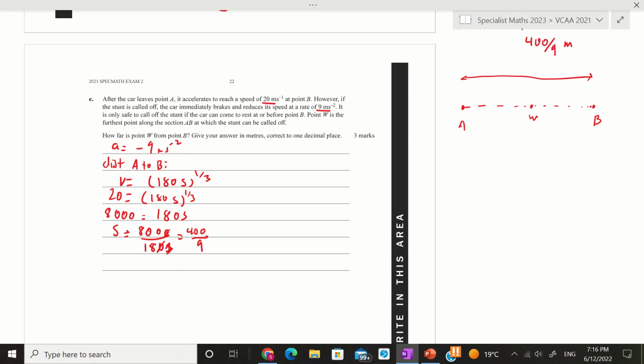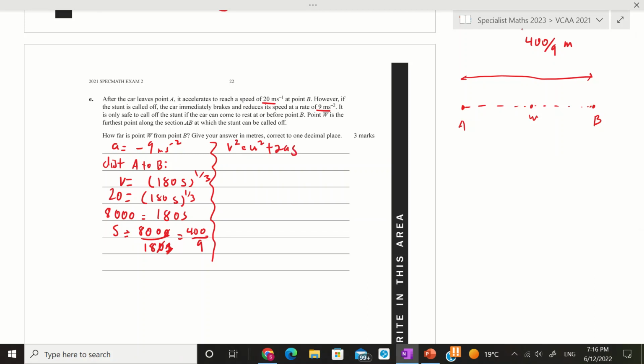So how do we find how far point W is from point B? Well, we're probably going to have to use one of the constant acceleration formulas. And I'll tell you the one we're going to use this time. The best one to use in this case is actually v squared equals u squared plus 2as.